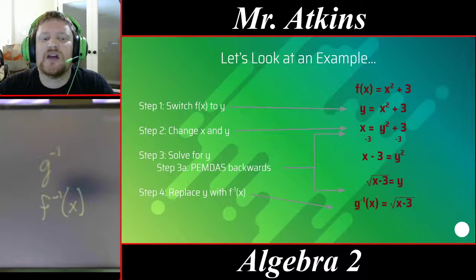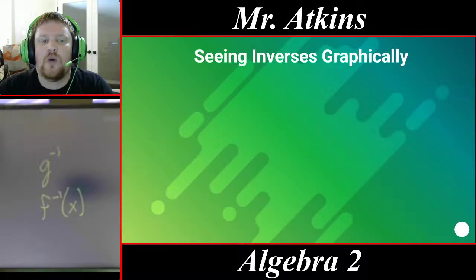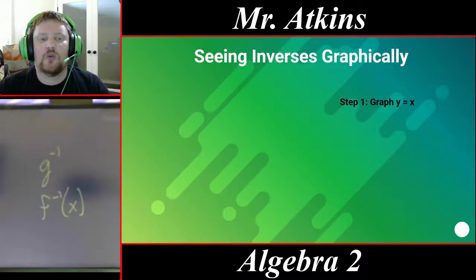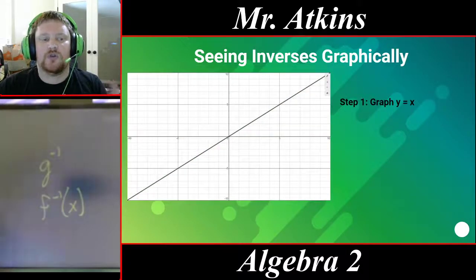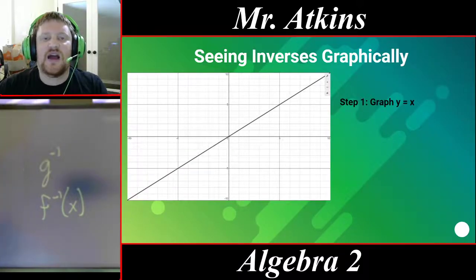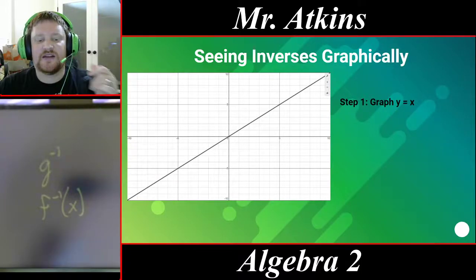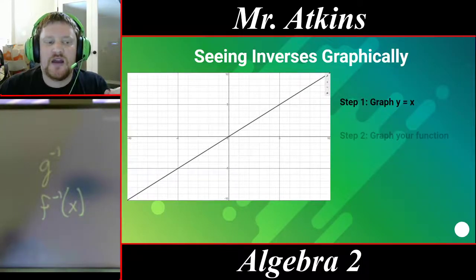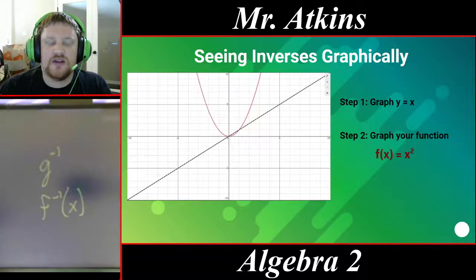However, algebraically is not the only way we can see an inverse. So let's take a look at what inverses look like as a graph. Step 1, we always want to start with our linear graph. So we're just going to have y equals x, because that is the line that we're going to reflect everything over. After that, if we graph our function, let's say that the function we're graphing is x squared, that would look like this.